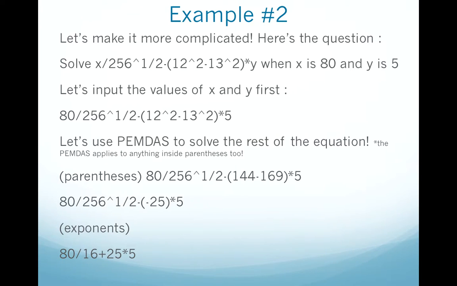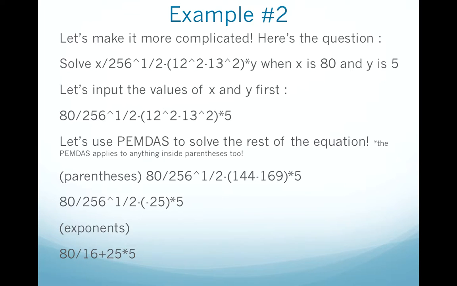Okay, here's the next example. Now let's make it a bit more complicated. Here's the question. Solve x divided by 256 to the power of 1 over 2 minus (12 to the power of 2 minus 13 to the power of 2) multiplied by y, when x is 80 and y is 5.